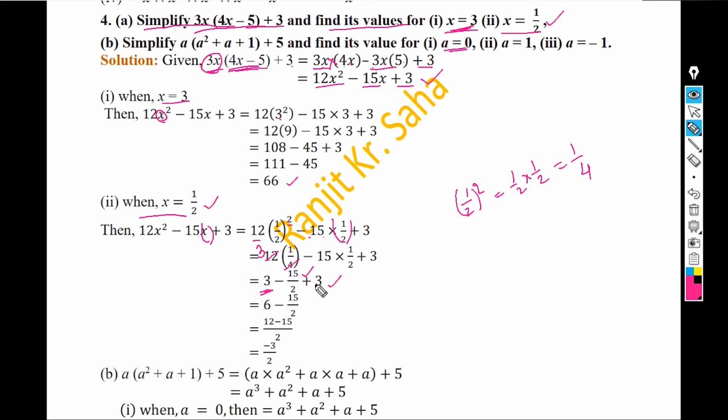Let us add these like terms. 3 plus 3, 6. Then find the LCM. 6 means 6 by 1 is here. LCM of 1 and 2 is 2, and 2 6s are 12 minus 15. And the difference of 12 and 15 is 3. And 15 is more than 12 and it is negative. That's why I put a minus sign before 3 by 2. This is the case.